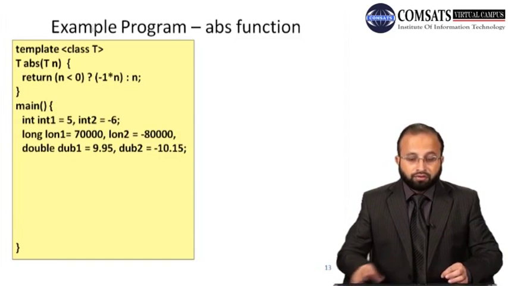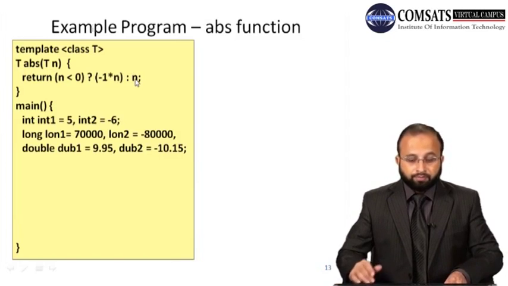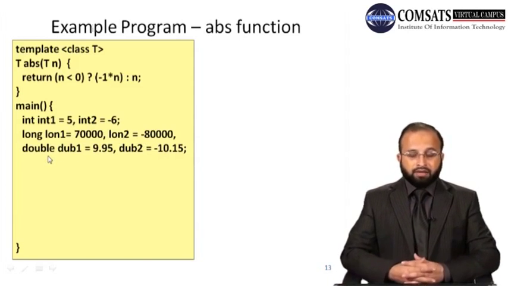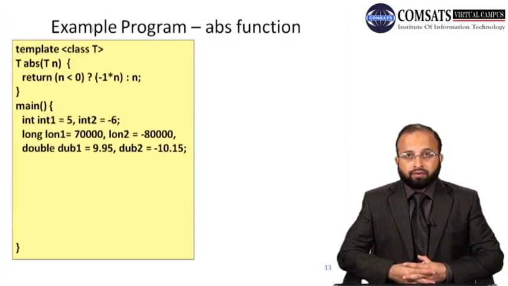Greater than or equal to 0, it returns n as it is, because then the value of n is positive actually. Now in the main function we have two integer variables, int1 value is 5, int2 value is -6. So long हमने डिक्लेयर किए दो वेरिएबल लॉन्ग के, lon1 70,000 and lon2 -80,000, and then we create double type variables dub1 9.95 and dub2 -10.15, right?